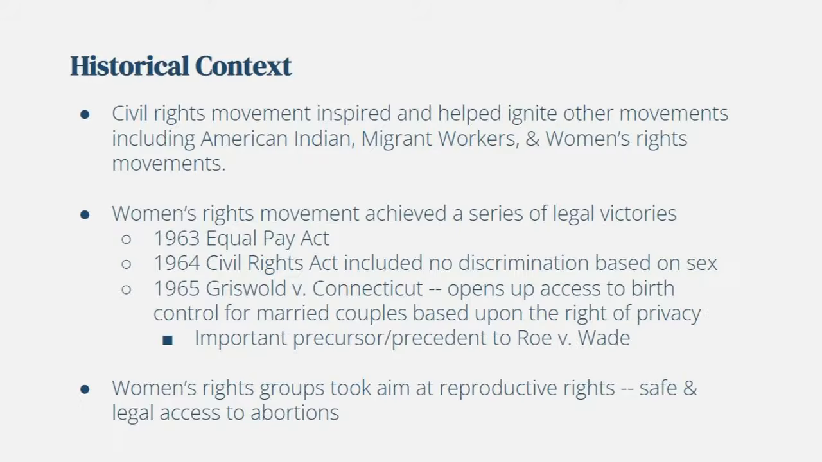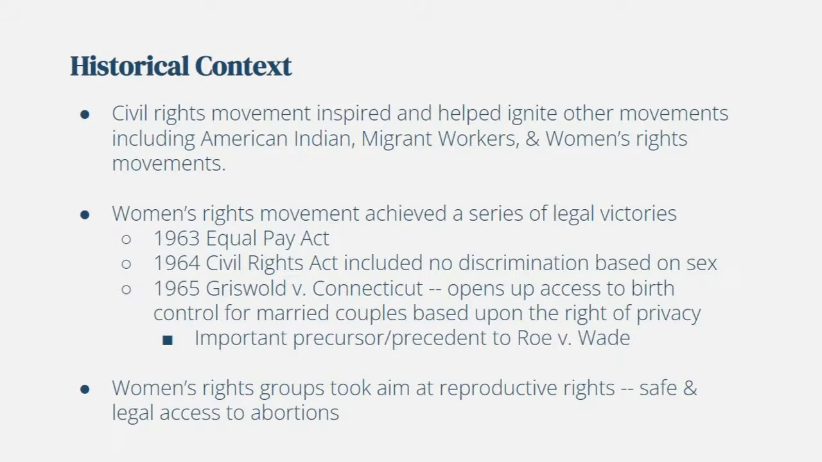Leading up to Roe v. Wade decision, women's rights groups had effectively advocated for their causes through books and media, like Friedan's The Feminine Mystique, and protest marches. Legal successes followed as the Equal Pay Act of 1963 was passed. The Civil Rights Act of 1964 included a prohibition of discrimination based on sex.